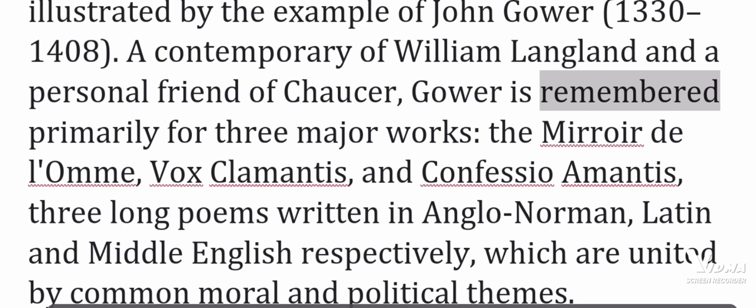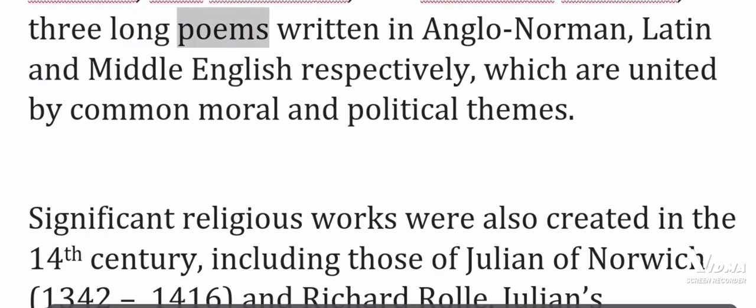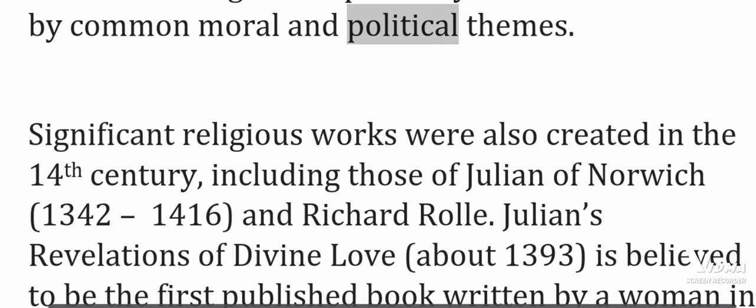Gower is remembered primarily for three major works: the Miroir de l'Omme, Vox Clamantis, and Confessio Amantis, three long poems written in Anglo-Norman, Latin and Middle English respectively, which are united by common moral and political themes.